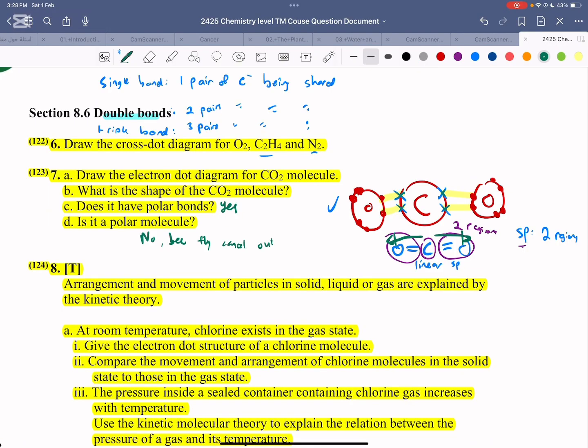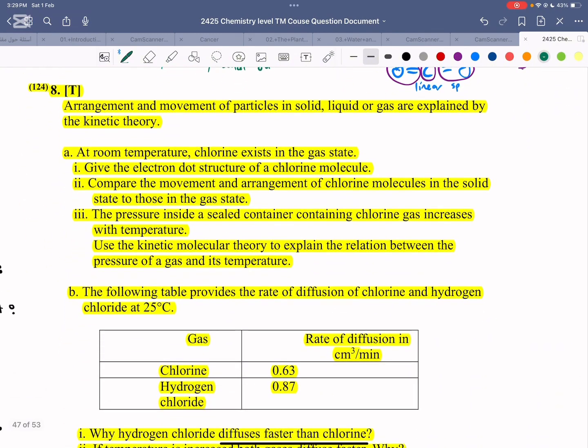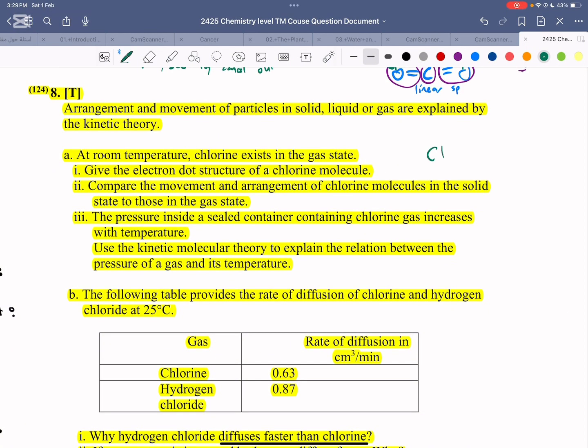Okay, perfect. Let's look at number 8. Arrangement and movement of particles in solid, liquid, or gas are explained by the kinetic theory. At room temperature, chlorine exists in the gas state. Give the electron dot structure of a chlorine molecule. Again, chlorine is found in group 7. So I'm going to put Cl, Cl, 1, 2, 3, 4, 5, 6, 7. 1, 2, 3, 4, 5, 6, 7.